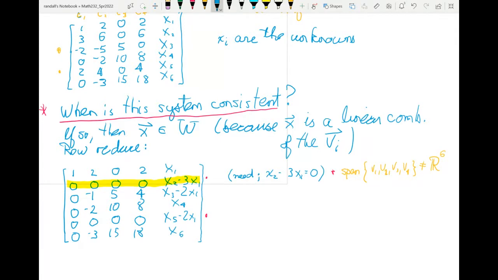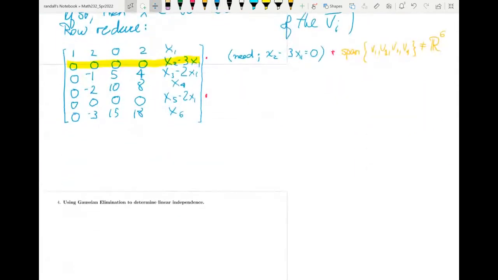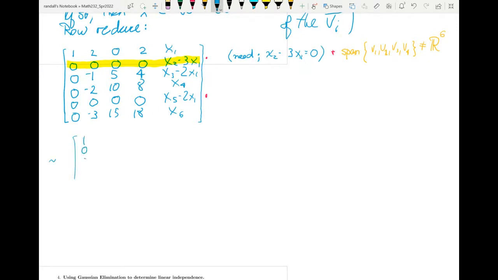But I'm not done yet. I need to get to the point where I've identified all the 0 rows, which is the row echelon form. It doesn't have to be reduced, just the row echelon form. At this stage, I do another row operation. Let me give myself more space here. Okay, so let's go again. I'll do that row operation also.